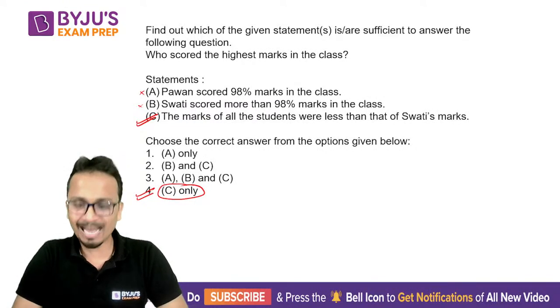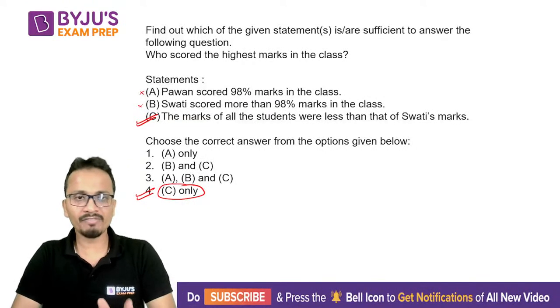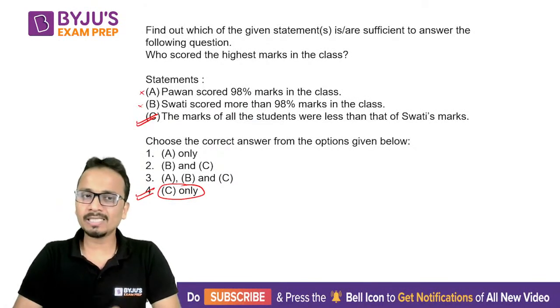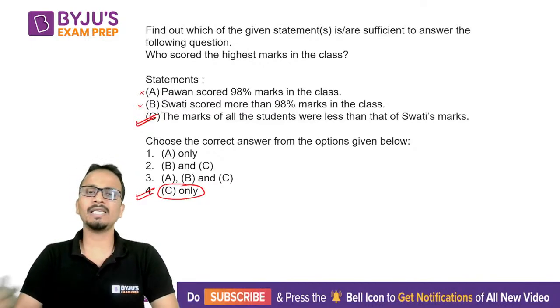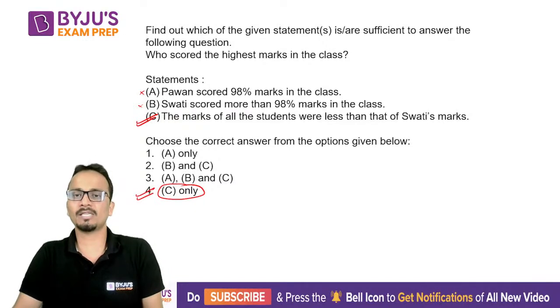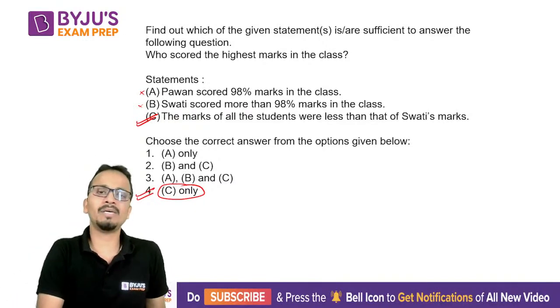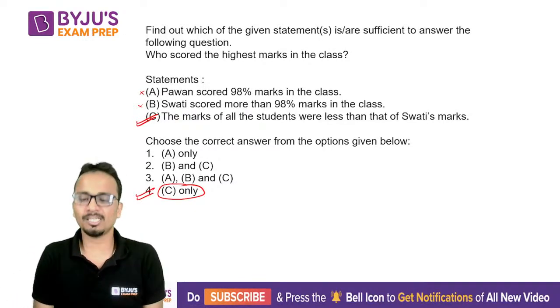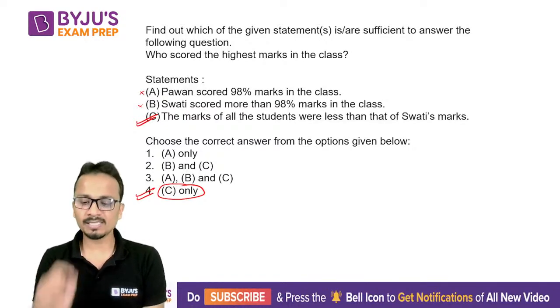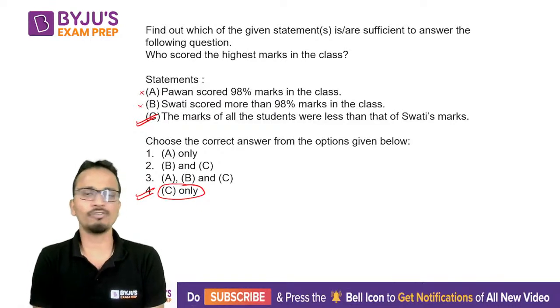All right. Am I clear? The students who have given a different answer, are you all clear? Yes or no? So answer will be only C is sufficient, because they are saying that the marks of all the students were less than that of Swati's marks. So Swati says everyone's marks are lower. So that means Swati has scored the highest marks in the class. So option 4, that is statement C only, is the correct answer for this question.